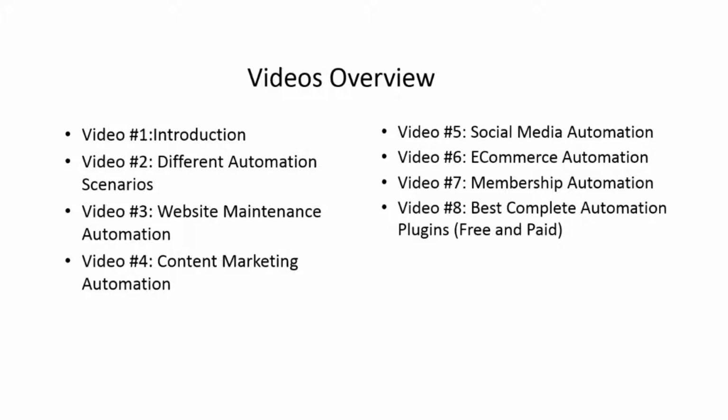And of course, last but not least, video number 8, we'll talk about best complete automation plugins. We'll talk about free ones and paid ones. Now, what exactly is this? Well, when you look at different parts of these videos, these entail different WordPress plugins, a lot of times just individual plugins that relate to each of these. When we're talking about complete automation, these plugins will allow different parts of your website to communicate with each other. So in other words, you're creating a bridge between all of those other plugins.